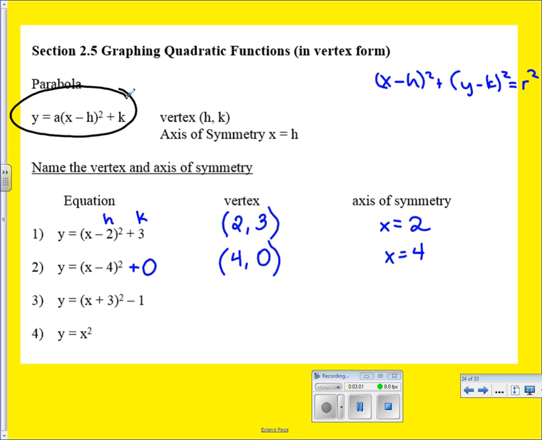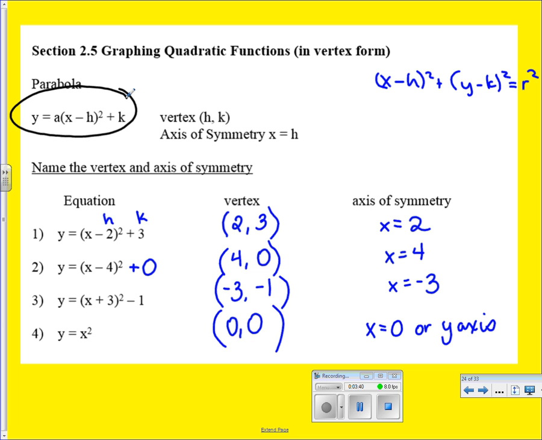Then for number 3, notice it changed to a plus. So there must have been a negative in here at some point. So my h value will be negative 3, which is also my axis of symmetry. And then this value can be trusted, so negative 1 for the vertex. And finally, this one's actually just a regular quadratic, and later on we'll use the term parent function for it. Because it's missing its h and k, they're both going to be 0, so (0, 0). And the axis of symmetry is just going to be where x equals 0, or better known as the y-axis.